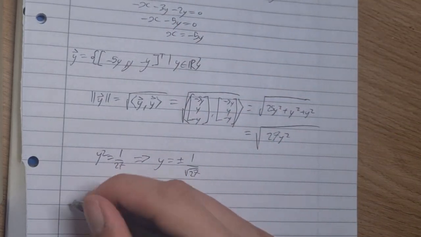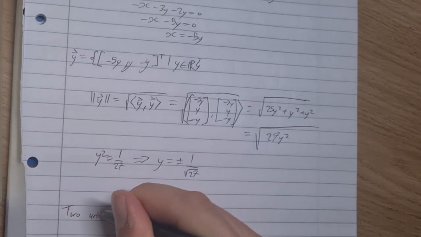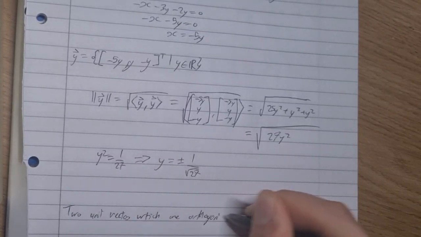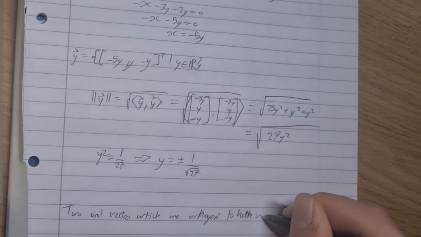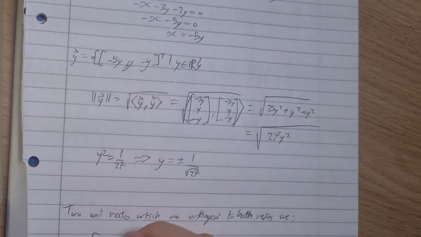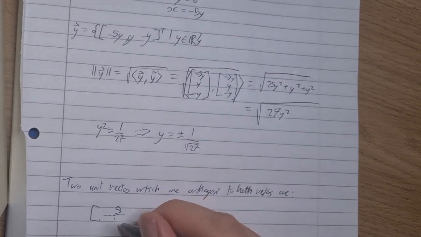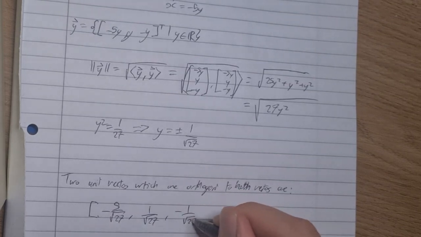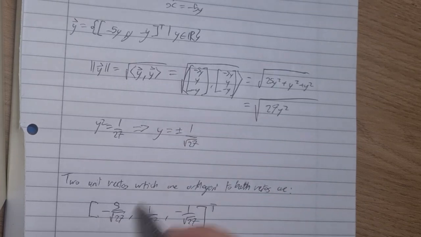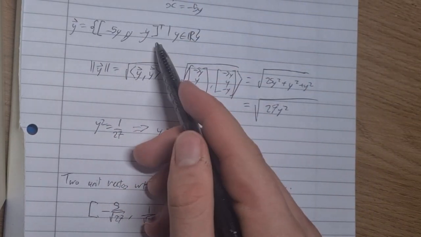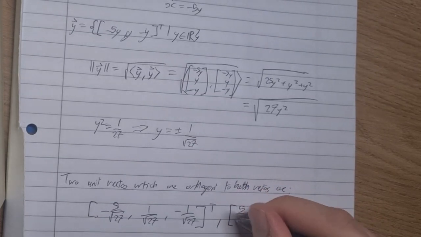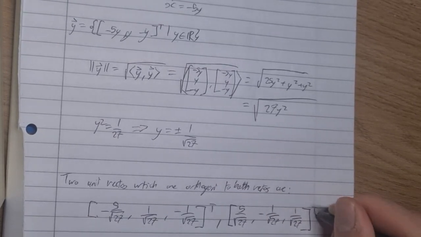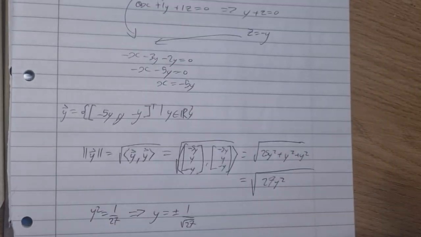So then we get the two solutions. The two unit vectors which are orthogonal to both vectors are: we have 5 over root 27, 1 over root 27, and -1 over root 27. So we've just put in the y that we got, starting off with the positive one, into the value we found up here, and then the other one is -5 over root 27, -1 over root 27 and 1 over root 27. So these are the two unit vectors you get which are orthogonal to both these vectors.